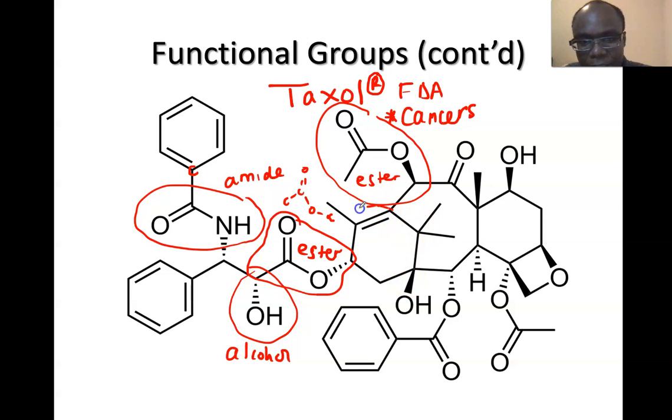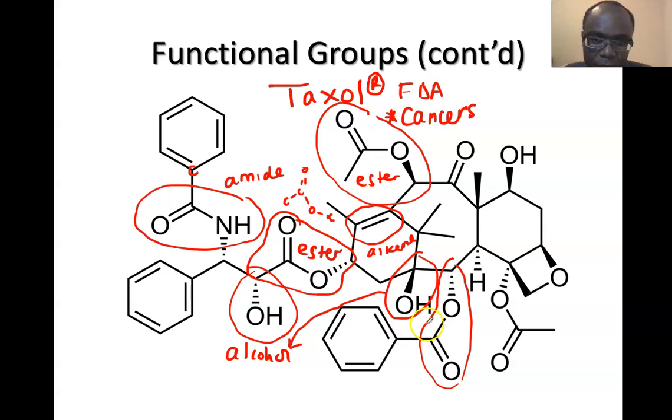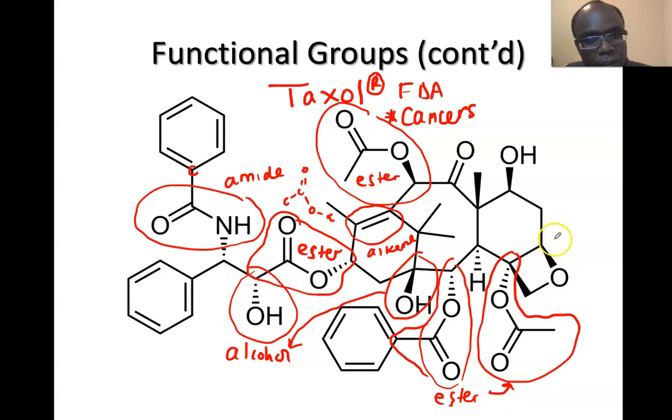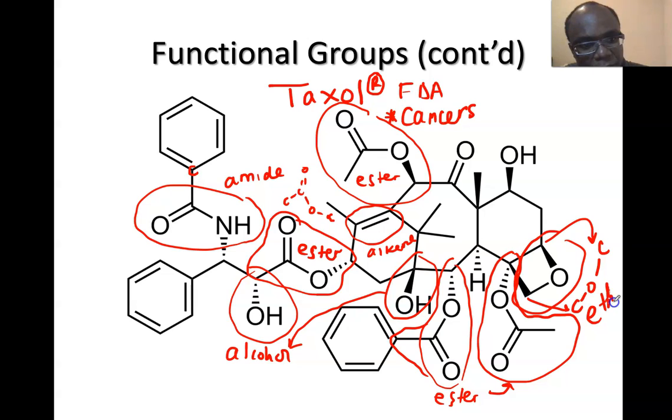Okay. This part right here is an alkene. And of course, this one happens to be an alcohol. This part right here is another ester. I should have circled to this point. That's another ester. Of course, this is another ester right here. What will this be? I see a carbon right there. I see a bond, an oxygen, and then another carbon right there. This is an ether.